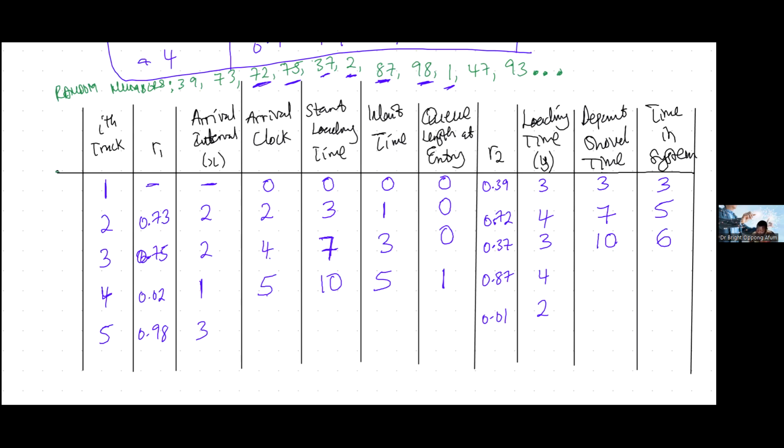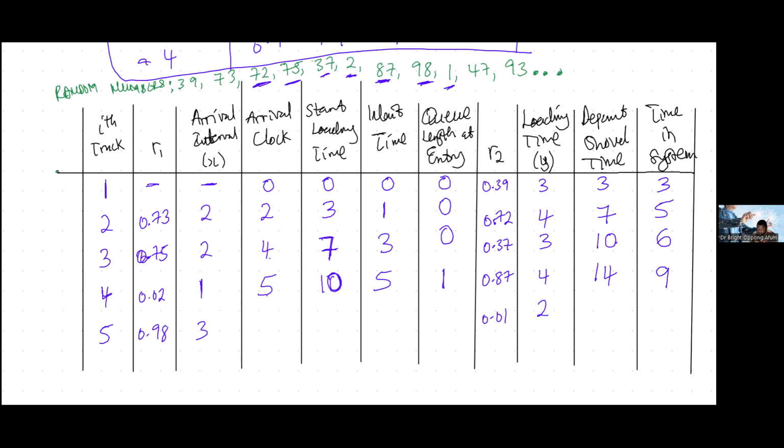Then we'll take 4 minutes to load the track. That means we'll start loading at 10 and it's going to take 4 minutes. That means it's going to take until minute 14 before it will depart the system. So how many minutes has it spent in the system? It arrived at arrival clock 5 and departed at 14. So 14 minus 5 is 9. So it has spent 9 minutes in the system.